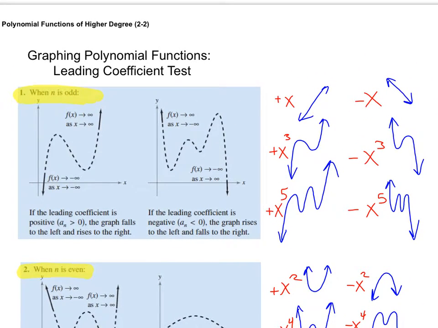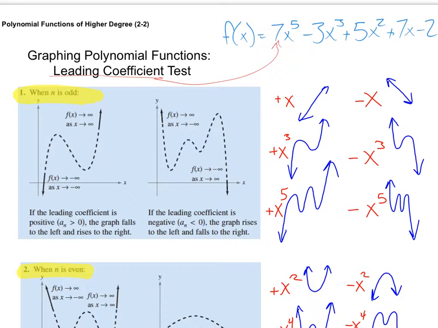First of all, make sure you understand what a leading coefficient is. So let's say I had a function f of x equals 7x to the 5th minus 3x cubed plus 5x squared plus 7x minus 2. When I'm talking about the leading coefficient, I'm talking about this 7 right here. The term that has the highest power. It doesn't necessarily have to be the first one written down, but it's going to be the term that has the highest power. 7 is our leading coefficient.